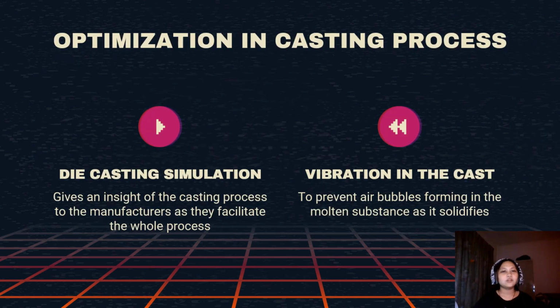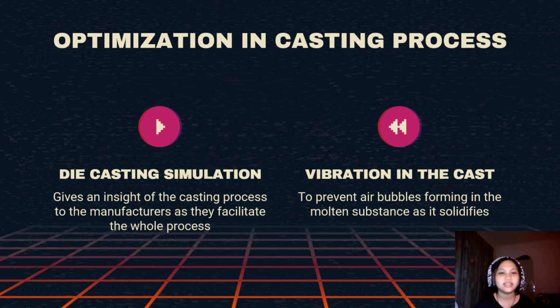So, on to the first point in the optimization, which is the optimization of casting process. As casting process is a process where molten substance is poured into a mold and let dry before the mold is taken away from the finished product, plenty of optimization steps need to be taken into account in order to get a good finished product.